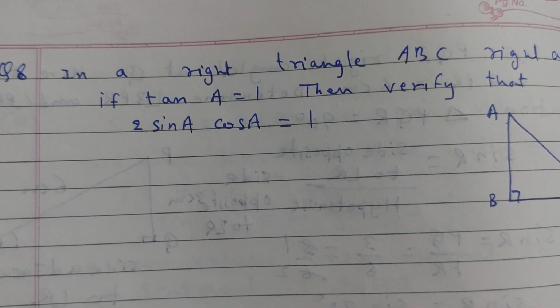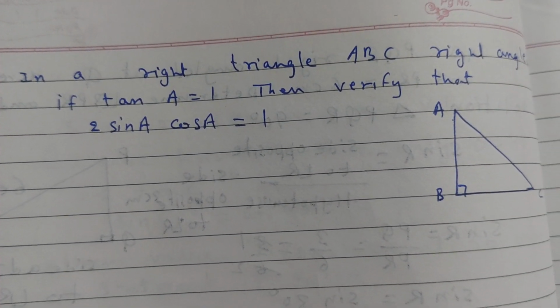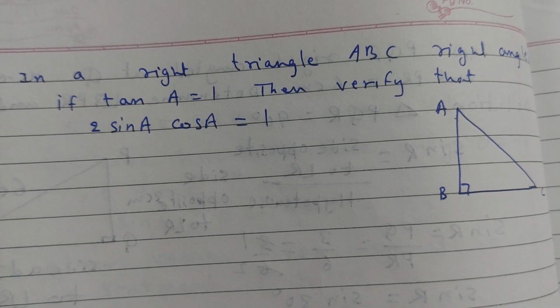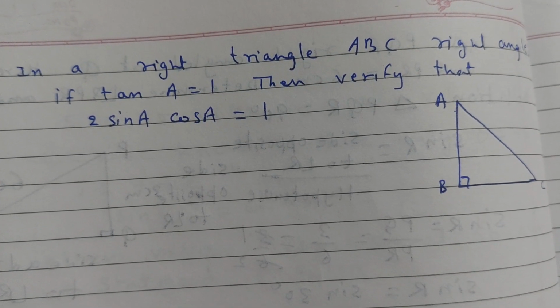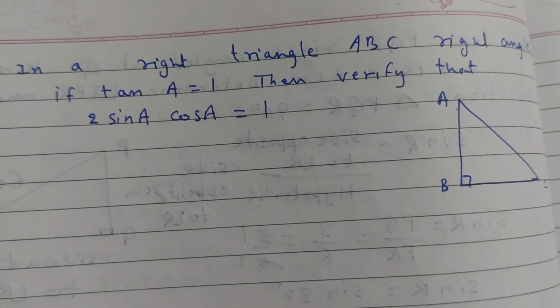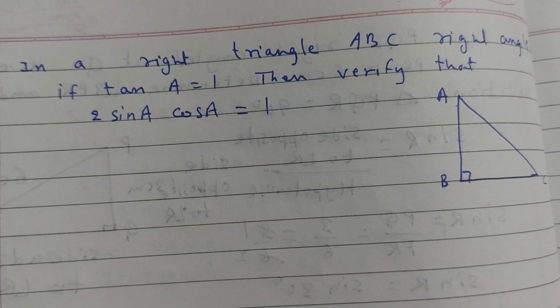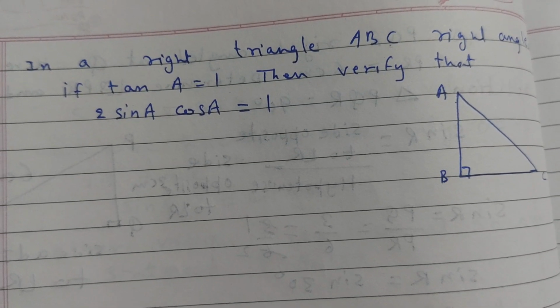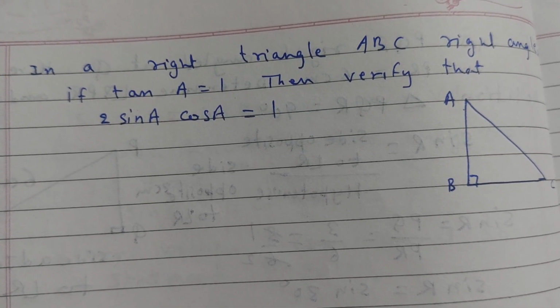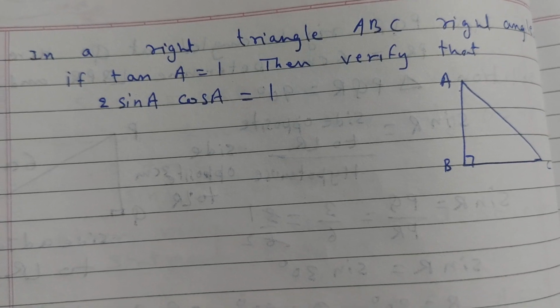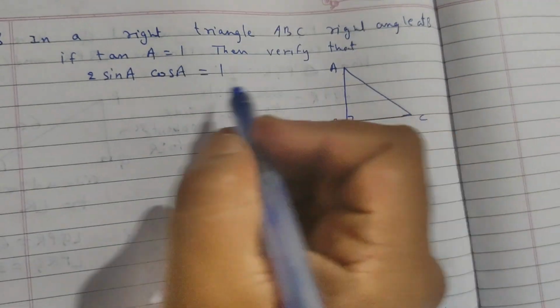The question is that in a right angle triangle ABC, right angle at B, if tan A is 1, then verify that 2 sin A cos A is equal to 1. So we will verify 2 sin A cos A is equal to 1. So let's start and solve it. Here is the solution.